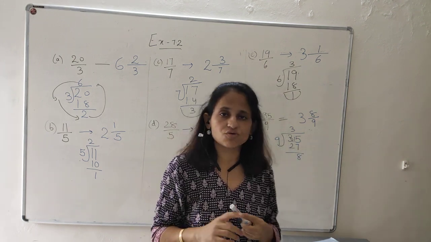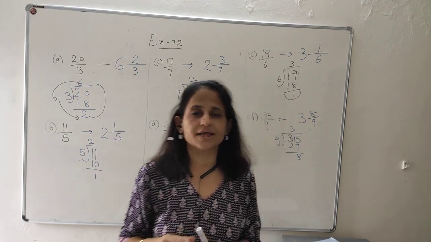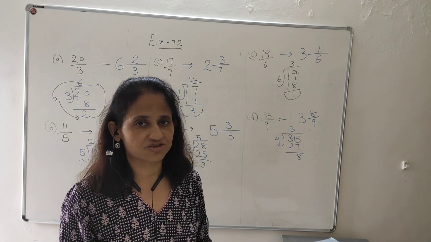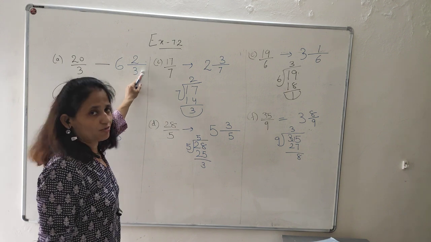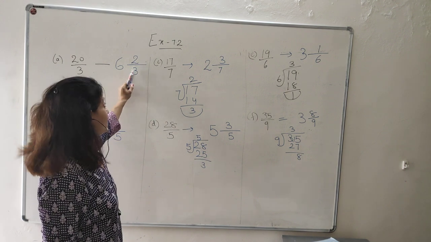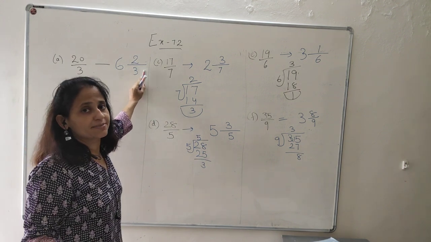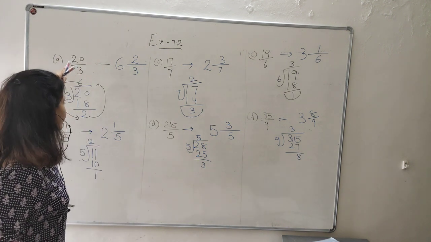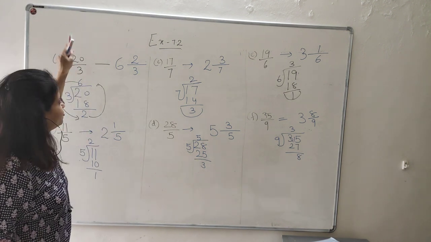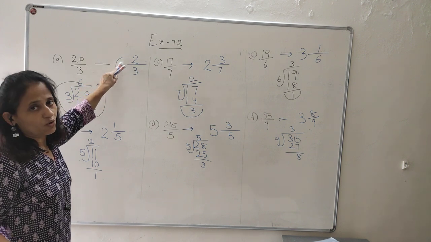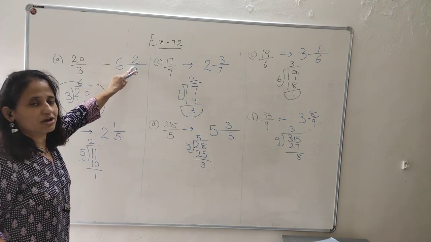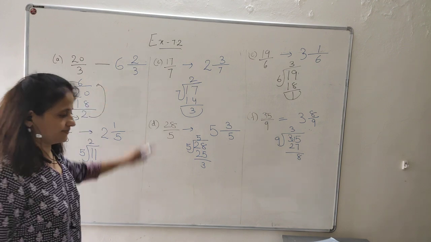Whenever you need to cross check, whenever you are converting improper fraction to mixed fraction, the answer will have a whole number and a proper fraction. Then you will never get improper fraction. If you are converting improper fraction to mixed fraction, then you will get the whole number and the fraction will always be a proper fraction.